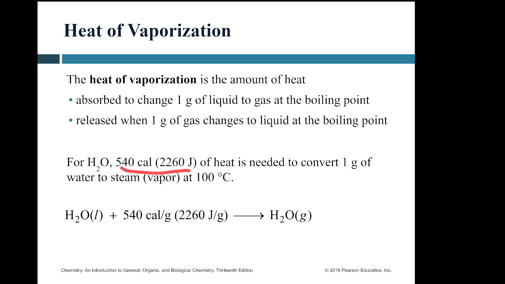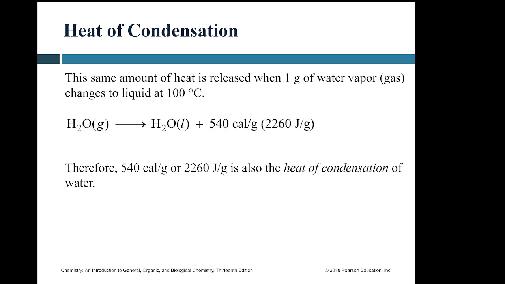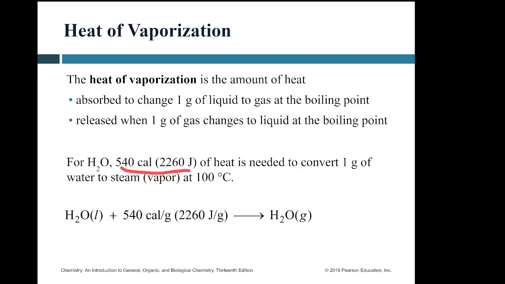Okay, and notice that number is quite a bit larger than the previous heat of fusion, isn't it? All right. So this same amount of heat is going to be released when we have 1 gram of water vapor that changes to liquid at 100 degrees Celsius again. So again, this would be the heat of condensation as well. They're the exact same numbers. So heat of condensation is going from the vapor to the liquid. Heat of vaporization is going from the liquid to the vapor, right? They're not separate things, same amount of energy, just different direction. Okay.